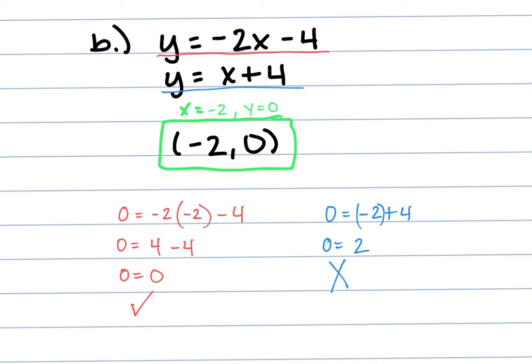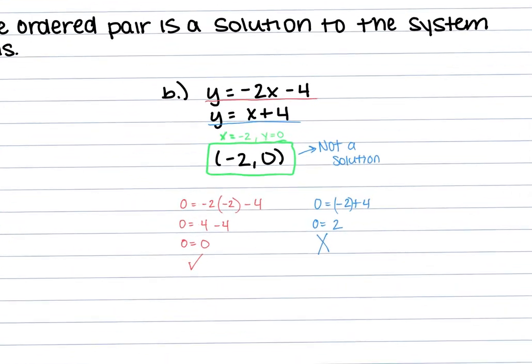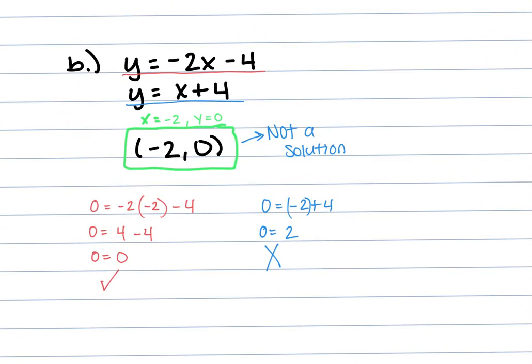Do you see how it satisfied the red equation, but it did not satisfy the blue equation? Is this a solution? Not a solution. Now, let's go back to the warm-up really quick and see how this particular scenario compares to what we just did. So what we found was the point negative 2 comma 0 worked for the red equation, but it didn't work for the blue one. Do you guys agree? Yeah.